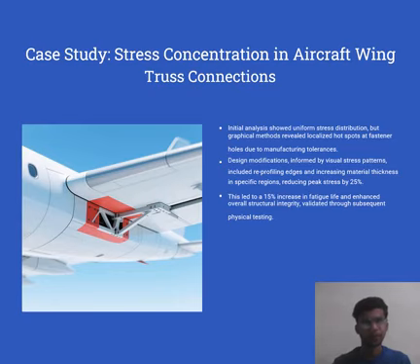Case study: stress concentration in aircraft wing connections. First, the initial analysis showed a uniform stress distribution, but the graphical method revealed localized hot spots at the fastener holes due to manufacturing tolerance. Second, design modifications informed by the visual stress pattern included reprofiling edges and increasing material thickness in the specific region, reducing peak stress by 25%.